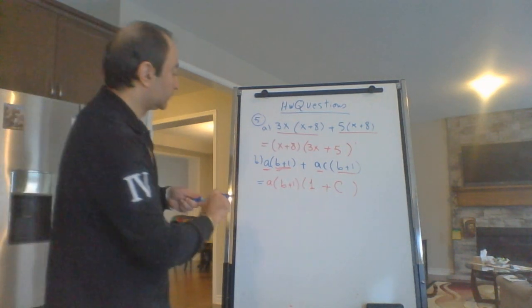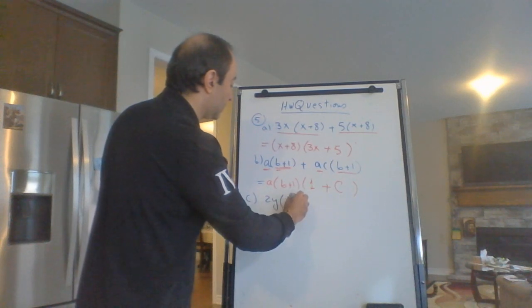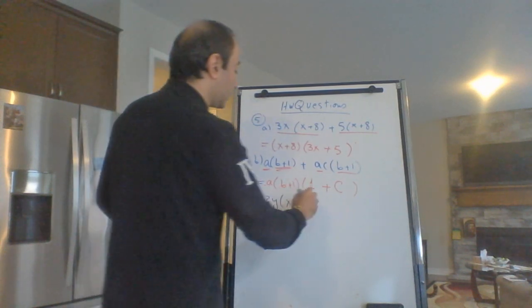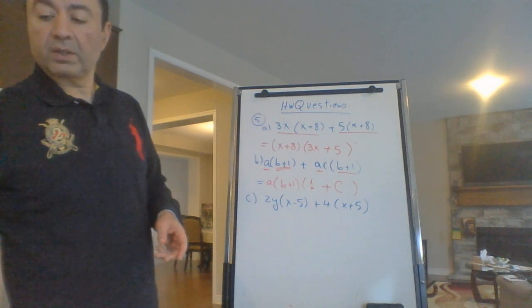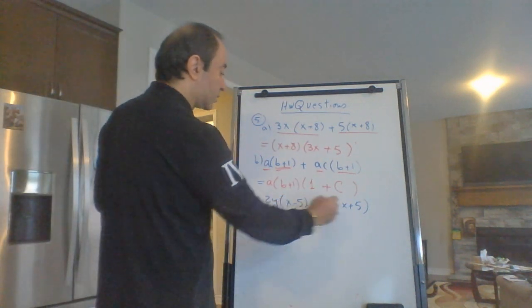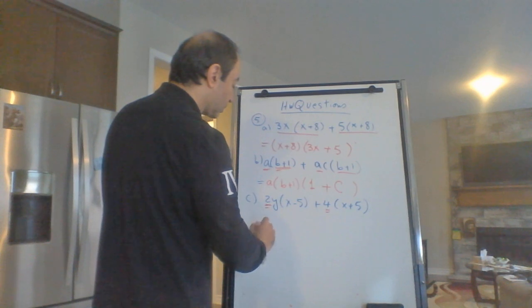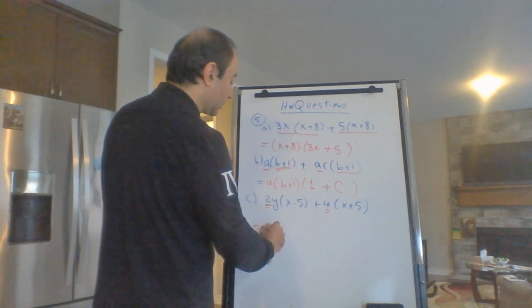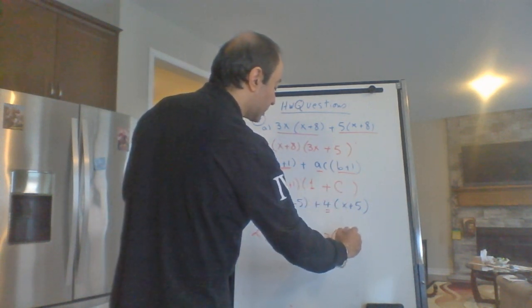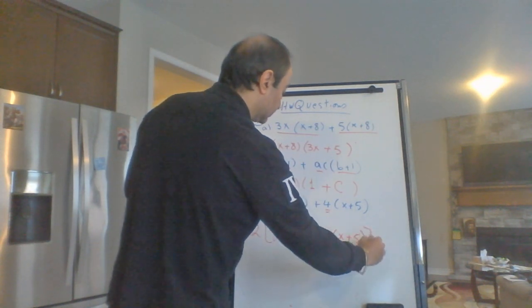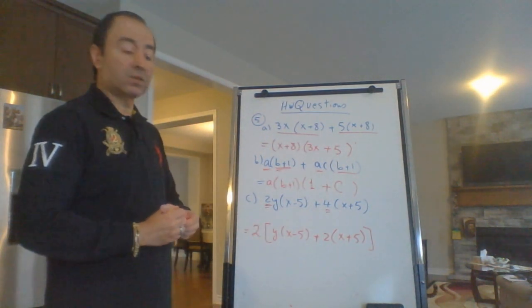Now question C says 2y(x minus 5). This is your question, Emma. Plus 4 times (x plus 5). When I look here, I find that y is not common, x plus 5 or x minus 5 is not common. The only thing that's common is 2. So I factor the 2 out, and when I divide this by 2, that will leave y(x minus 5). When I divide this by 2, that will leave 2(x plus 5). That's it. This is the most we can do. There is nothing else we can factor.